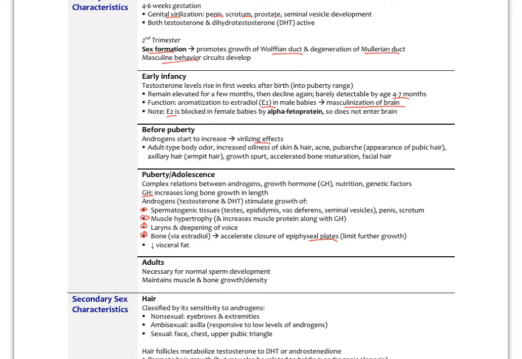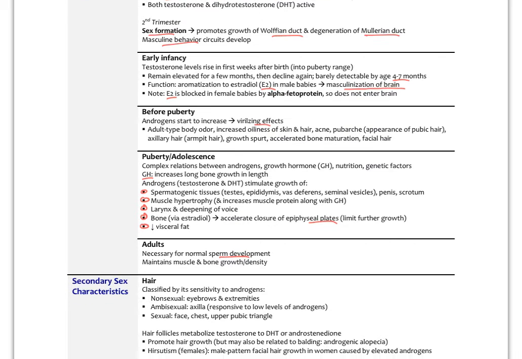Usually that's going to happen later than it occurs in females, which is why boys tend to grow a little bit taller, but also they keep growing longer after the epiphyseal plates have closed, typically in females. In puberty, testosterone and androgens will also decrease visceral fat. In adults, testosterone still plays a role in the primary sex characteristics for normal sperm development, and they'll also maintain muscle growth and bone density. So those are primary sex characteristics.